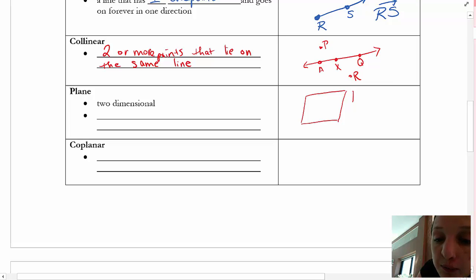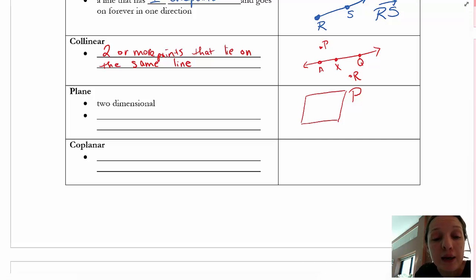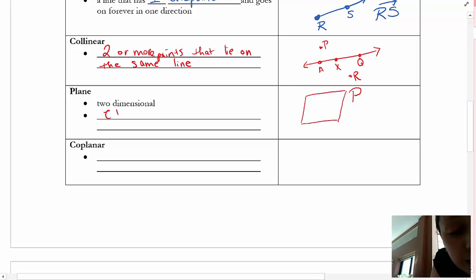And we usually give a plane a cursive letter, and it's a cursive capital letter. I'm going to call that plane P. So a plane is two-dimensional. It extends infinitely, we'll say outward and upward, even though that doesn't really mean anything.